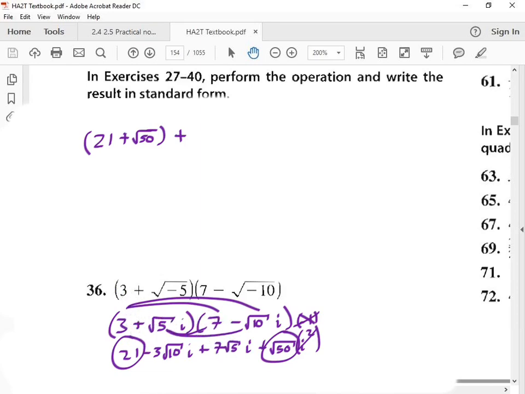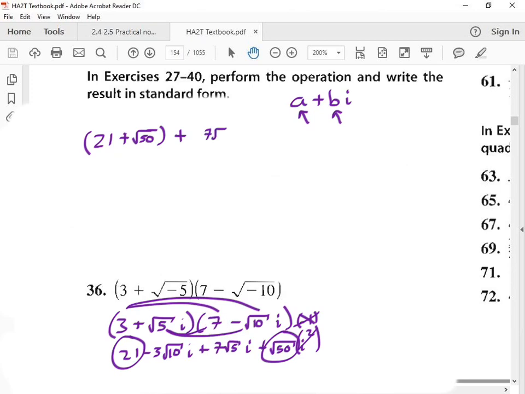Sorry, I didn't say this at the beginning, but this is standard form. You have the number that is the real part of the complex number, and then you have the imaginary part. So we just added the 21 and the rad 50 because those are real. There's no i's next to them. Now we must add the imaginary numbers. And so we have negative 3 rad 10 and 7 rad 5. We're going to add those together like this.